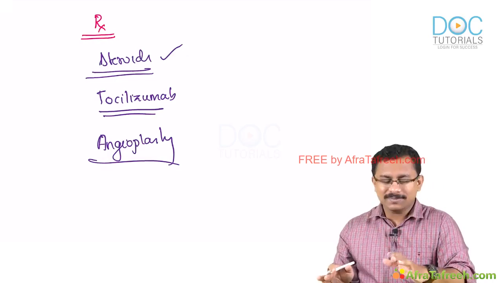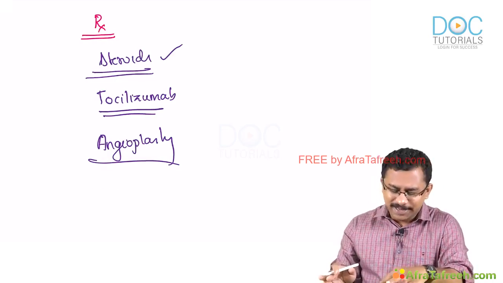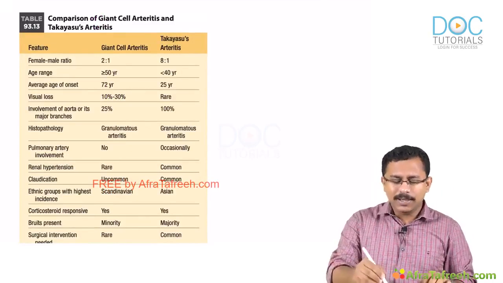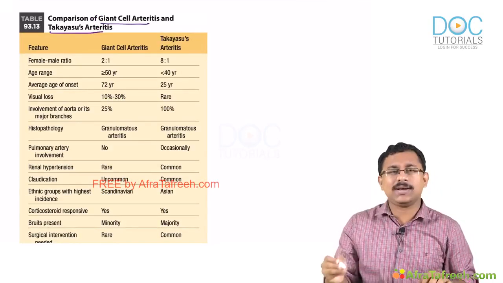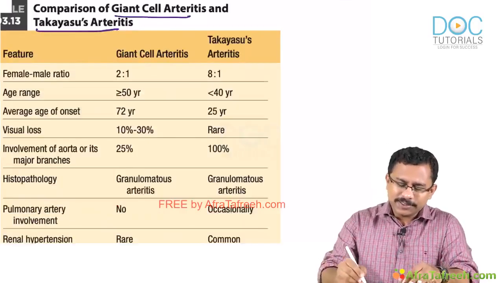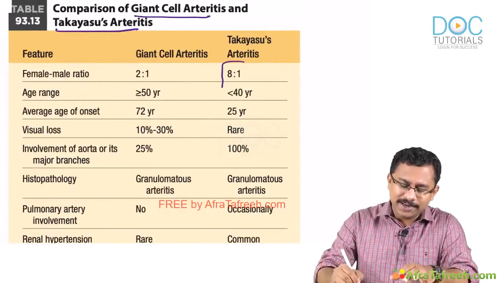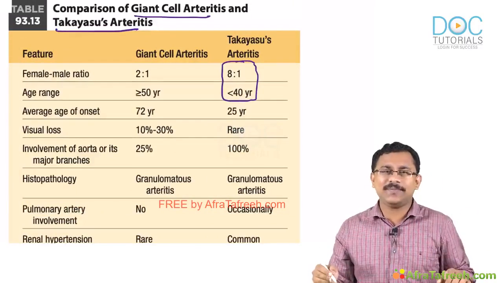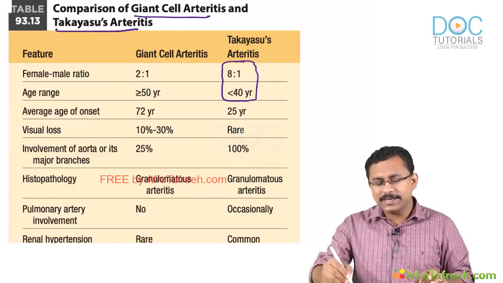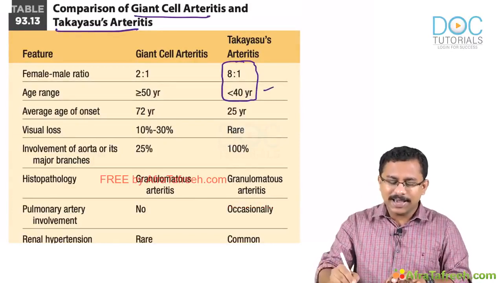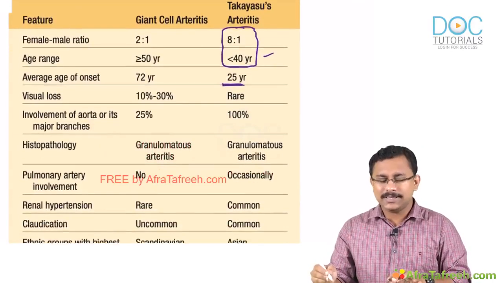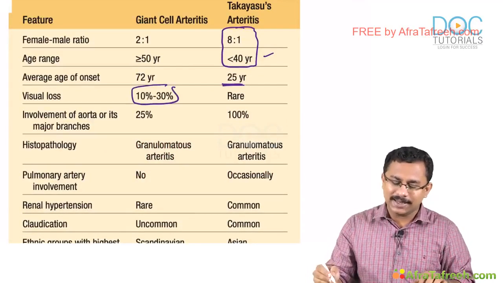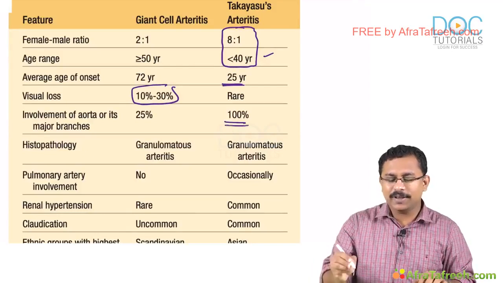So that's it about Takayasu arteritis. Now let's compare. This is a comparison table in Kelley's textbook between giant cell arteritis and Takayasu arteritis. The first 2 points you see, the female to male ratio is very striking in Takayasu, almost to the tune of 80:1. Very common in females less than 40 years, and you see the average age of onset is 25 years. Visual loss is more common with giant cell arteritis, and you see the extent of involvement of the aorta.